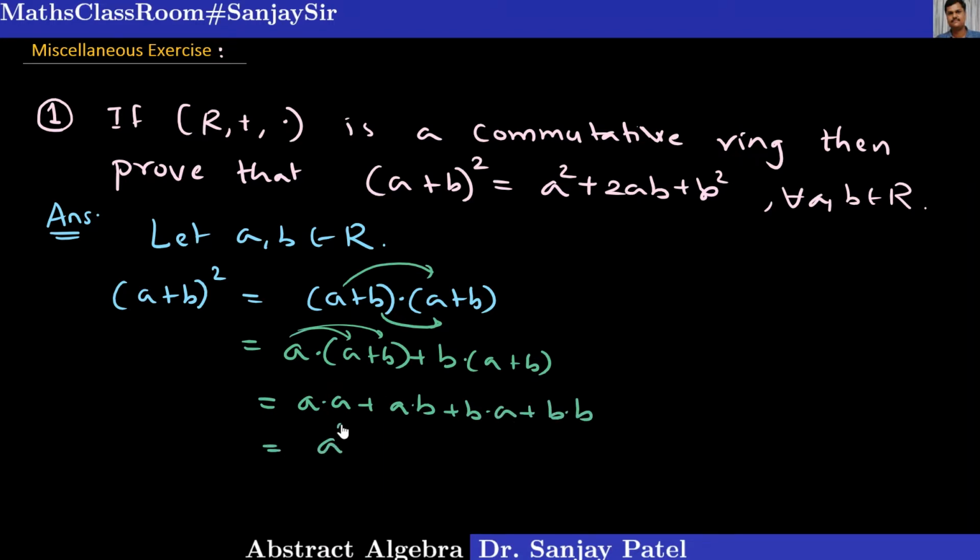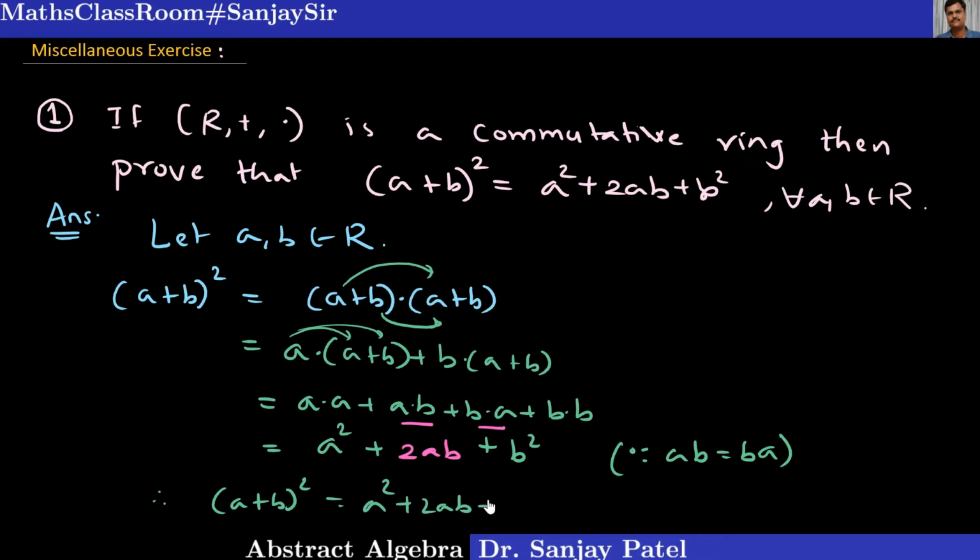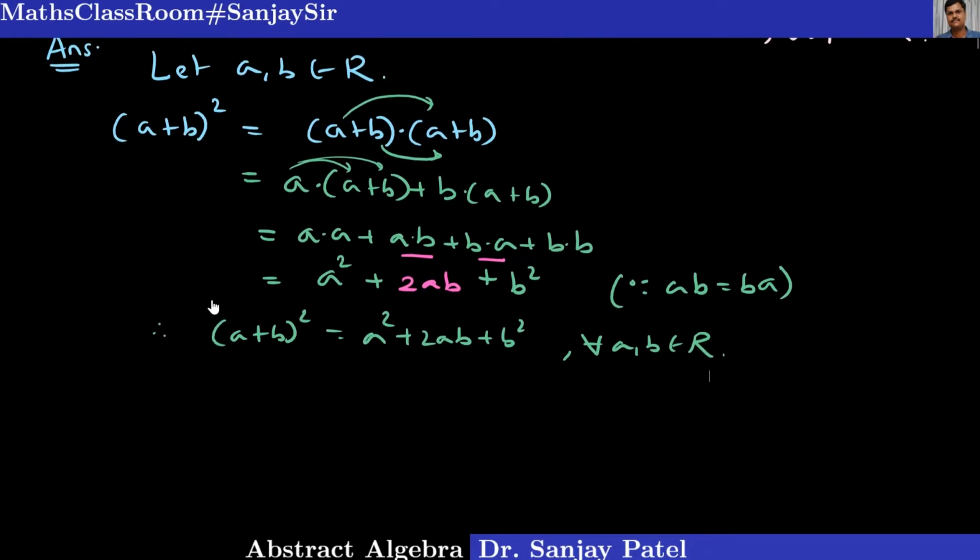And this is nothing but a², and ab + ba, as the ring is commutative, both are the same. So ab is equal to ba. So I can write 2 times ab, and plus b·b is b². So it is proved. Thus (a + b)² = a² + 2ab + b² for all a and b belonging to R is proved. A very, very trivial example.